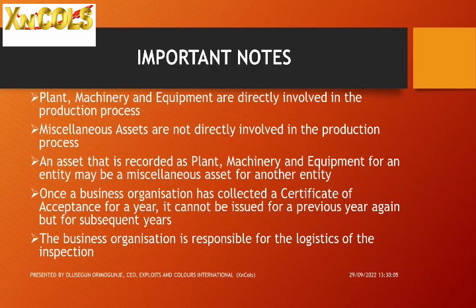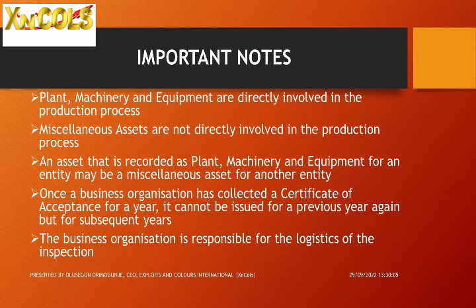So what this means is, for an asset to be classified as plant, machinery, and equipment or miscellaneous asset is dependent on its involvement in the production process. Miscellaneous assets are assets that are not directly involved in the production process. An asset that is recorded as plant, machinery, and equipment for an entity may be a miscellaneous asset for another entity.